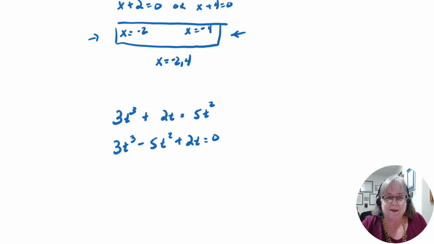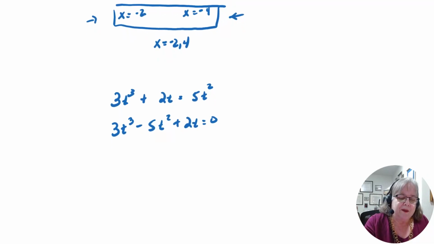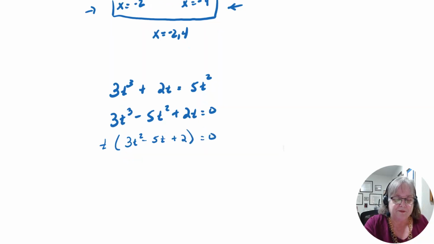Okay, when the powers descend, so we have 3, 2, and understood 1 power, so this is considered proper form. All right. Now we would look at this and go, oh, look, everybody's got a t. So there's a t in common. One of the first things you looked for in factoring was, is there anything in common to factor out? Sure, there's a t. Okay, so let's take out the t. That would leave me 3t squared minus 5t plus 2 equals 0.